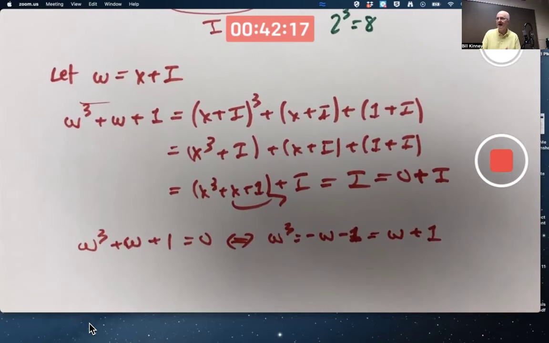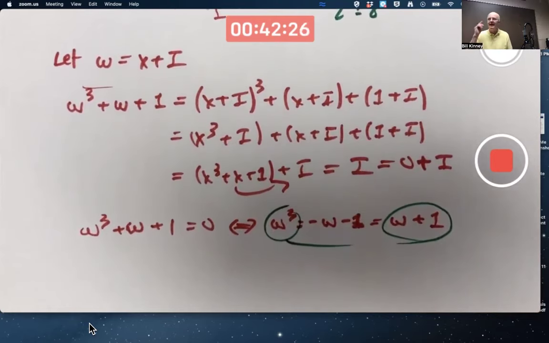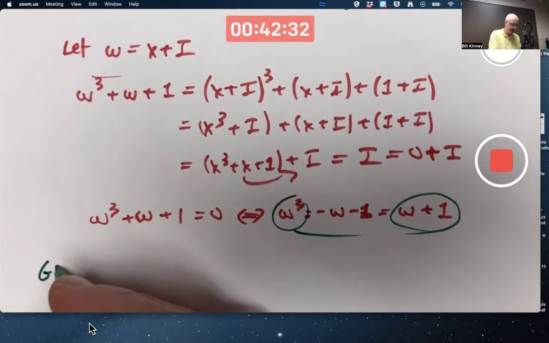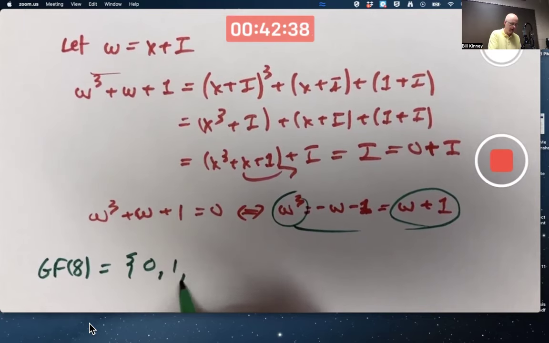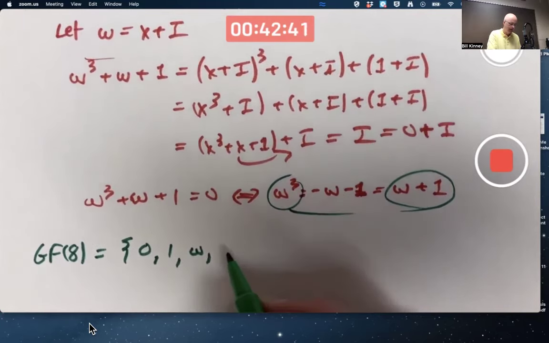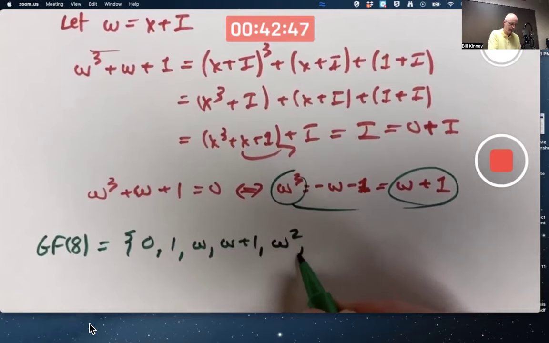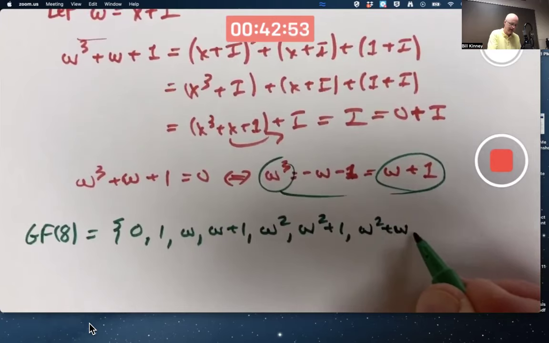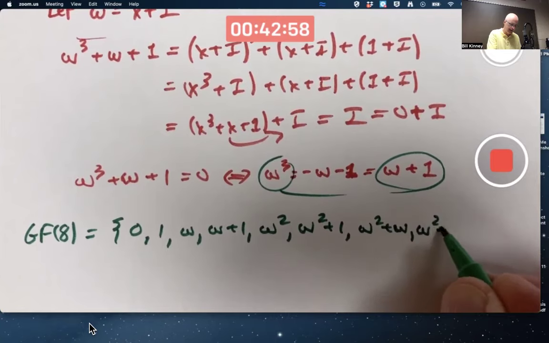And that's the key equation to simplifying multiplications in this field. Omega cubed equals omega plus 1. It is also true in terms of omega that I can fairly quickly list out the elements of this field. I can write this field GF8 based on the way that I constructed it as 0, 1, omega, omega plus 1, omega squared plus 1, omega squared plus omega, and I think one more, 1, 2, 3, 4, 5, 6, 7. Yep, one more, omega squared plus omega plus 1.